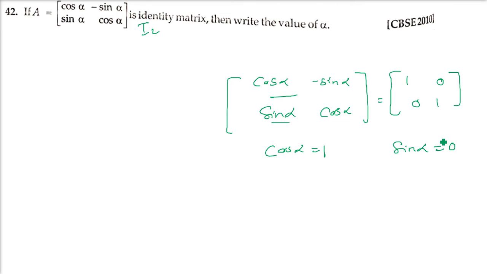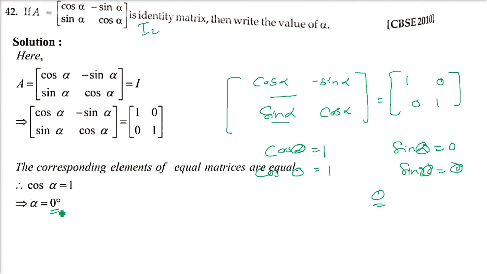So cos 0 is 1 and sin 0 is 0. When will sin be 0? Because cos 0 is 1. So what we are going to do, because there are other combinations also. Sin 0 is 0 and cos 0 is 1. So this angle will be 0. So alpha equals 0. Because cos 90 is 0 and sin 90 is 1.